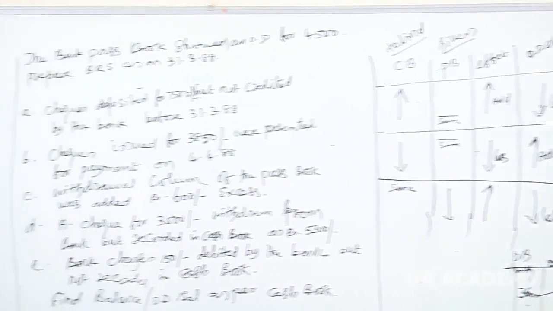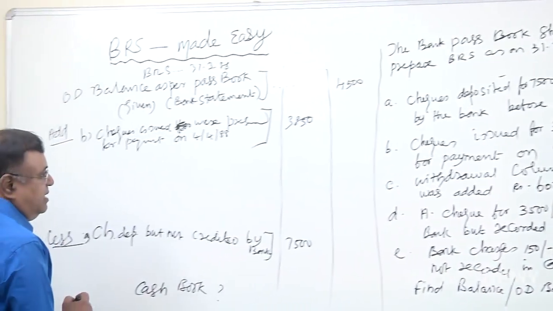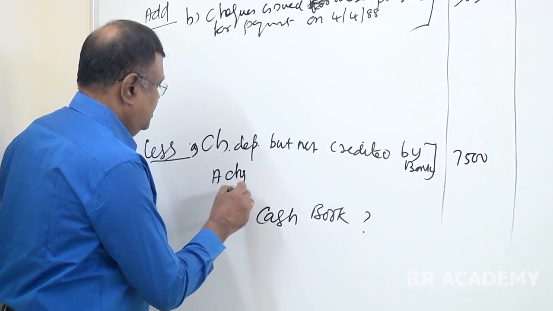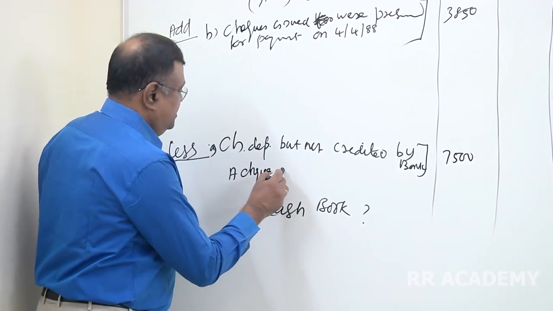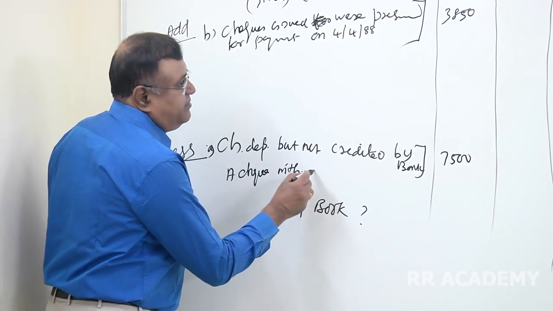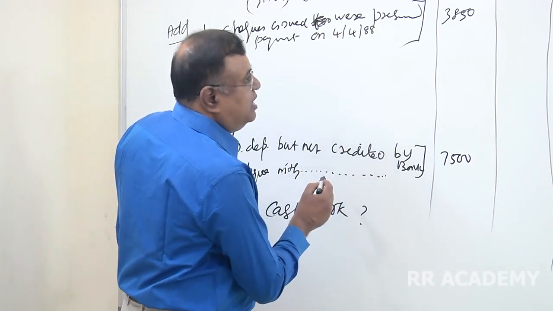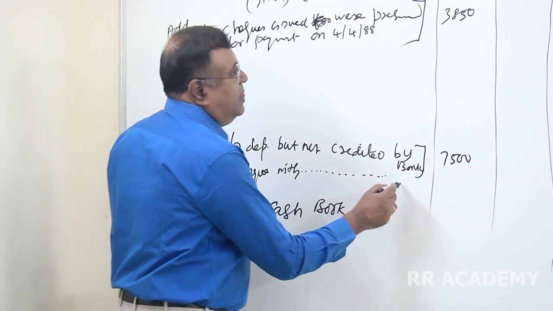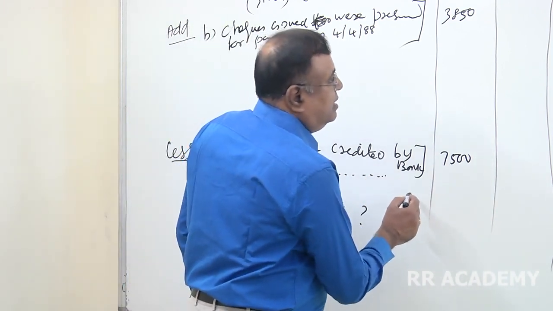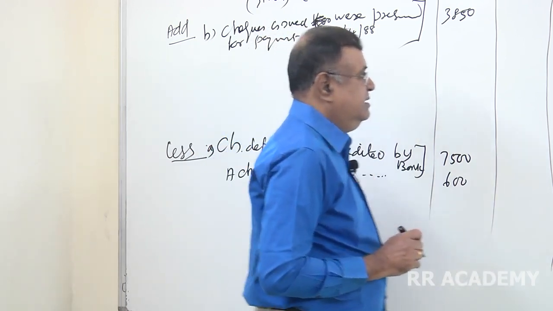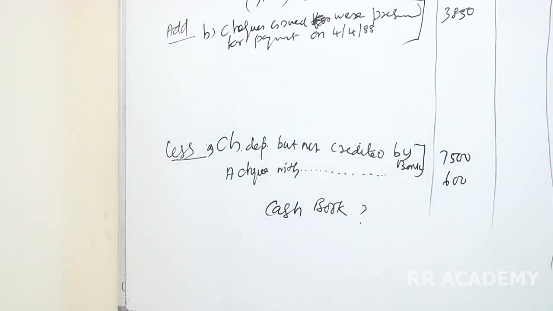Now, this is a little bit difficult. Same, a check withdrawn as it is, you write, friends, in the withdrawal column. 600. Okay. Next one.